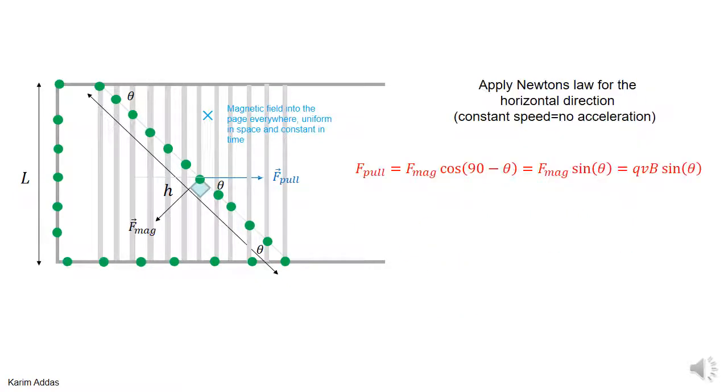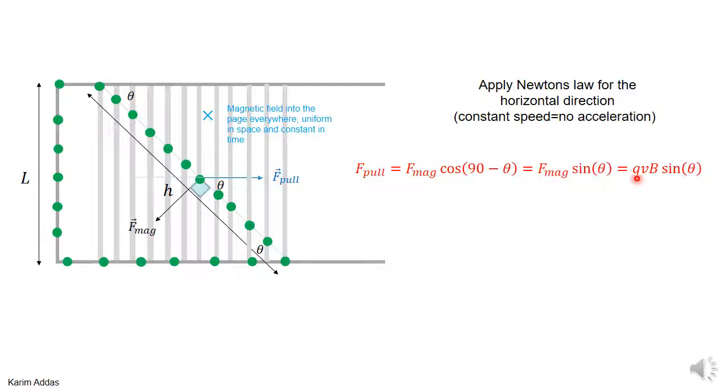So if you want to apply Newton's laws for the horizontal direction, remember the speed of the rod is constant, so there's no acceleration. That means the sum of the forces should be zero. So F pull, which is acting to the right, should equal the component of the magnetic force to the left. The component of magnetic force to the left is F mag cosine of this angle. Now this angle is just 90 minus theta. So it's F mag cosine of 90 minus theta, because this angle theta plus this angle should be 90 degrees. Cosine of 90 minus theta is sine theta, and so you get F mag sine theta.